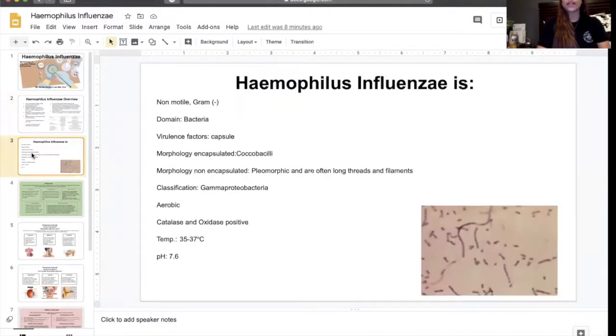And then it is a gram-negative bacteria. It has a capsule. It has two morphologies, one of which is encapsulated, which is the cocobacilli. And then there's the morphology that's not encapsulated, which is pleomorphic and often looks like a thread. I give you an example down here in case you want to take a look. It is aerobic. The temperature that they love is 35 to 37 Celsius, and their pH is 7.6.